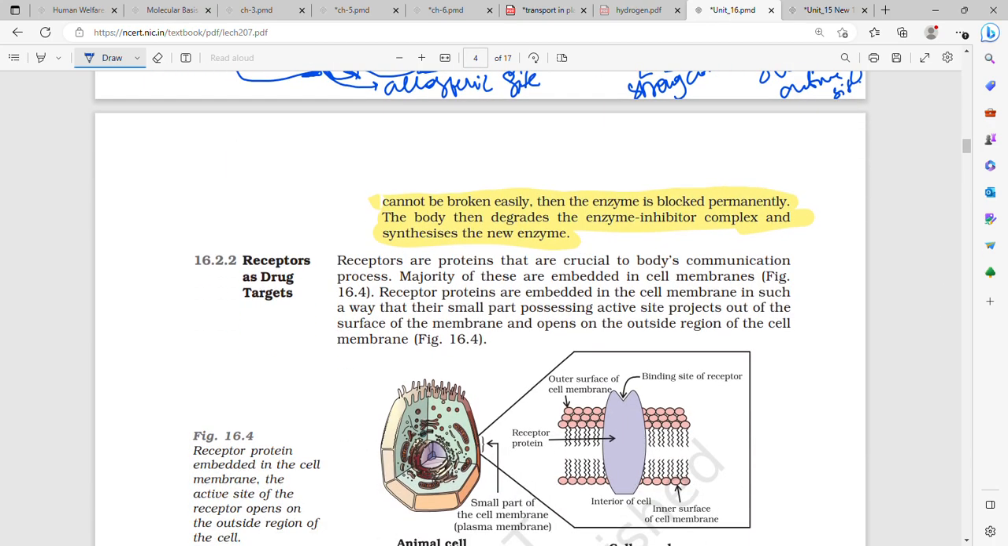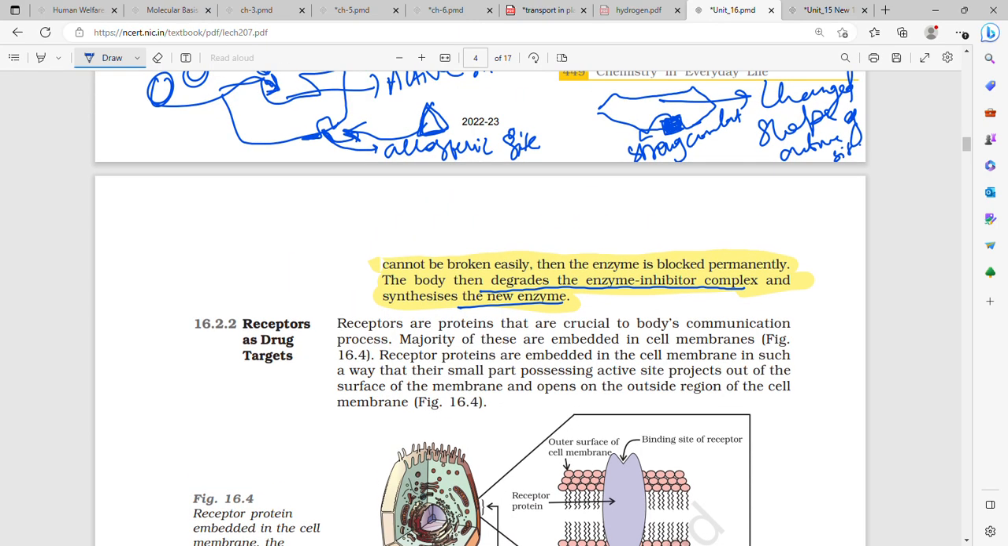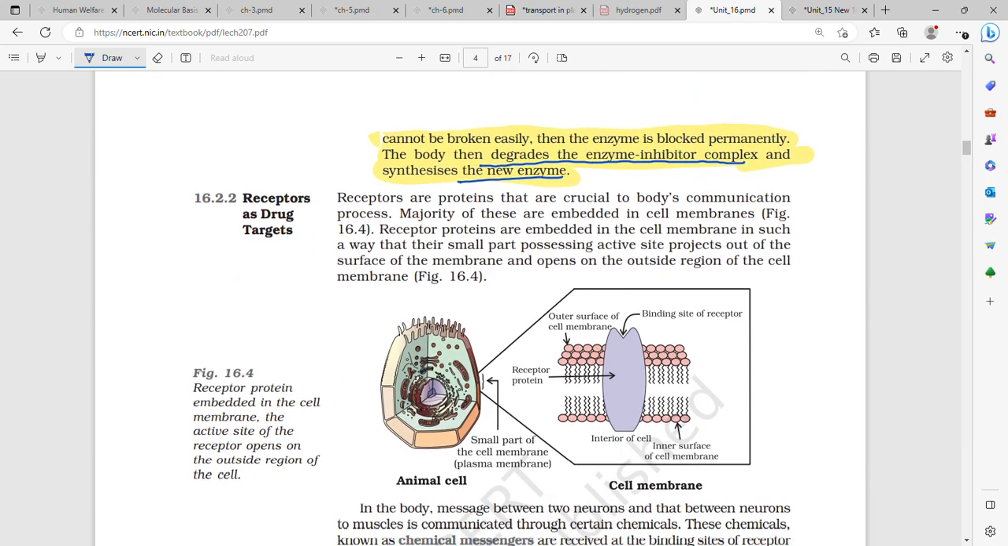That is, in such a case, the body then degrades the enzyme inhibitor complex and synthesizes a new enzyme. In such a case, nothing can happen and no substrate can combine to the enzyme. Then this enzyme inhibitor complex is degraded and a new enzyme is synthesized.